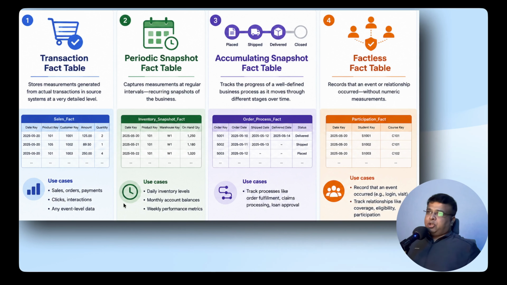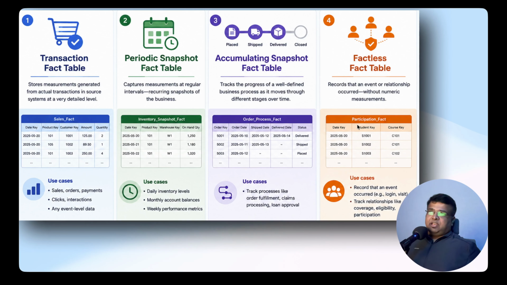Then next we have the periodic snapshot fact table. Instead of recording every individual transaction, this table captures the measurements at regular intervals. Think of it like taking a recurring snapshot of the business, maybe daily inventory levels or monthly account balances or weekly performance metrics and others. Then comes the third one, that is the accumulating snapshot table. This one is somewhat related to periodic snapshots, but the goal here is different. We use it to track the progress of a well defined business process over time as it moves through different stages. For example, an order moving from placed to shipped and then to being delivered.